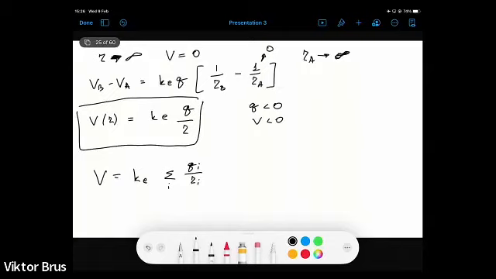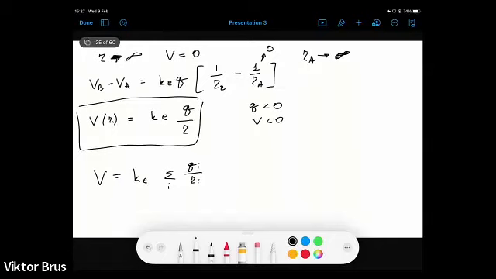Here it is necessary to underline that this procedure is much easier than determining the electric field vector created by a system of point charges. Any ideas why? Can you explain to me why calculating electrostatic potential is easier?